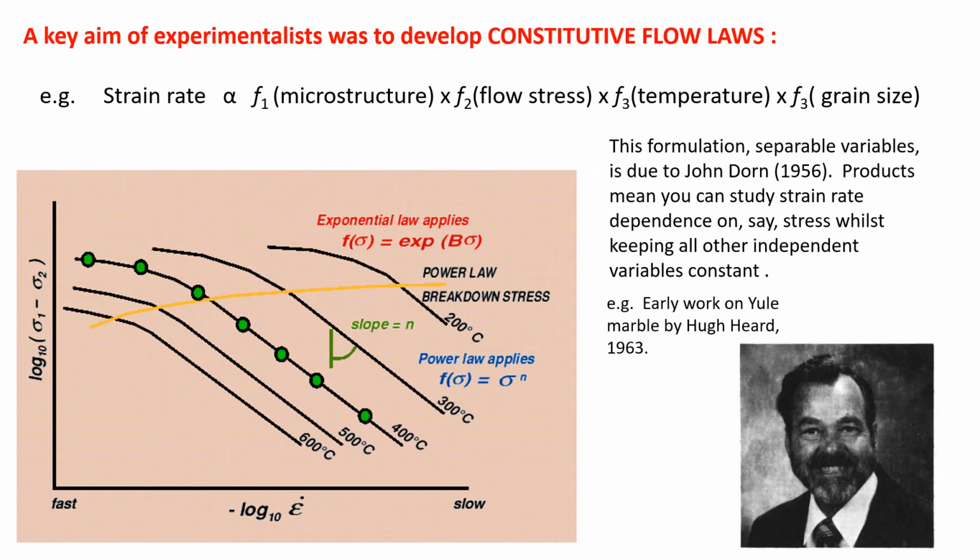The multiplication between functions of the independent variables means that the relationship between strain rate and any one of the independent variables can be studied whilst keeping the others constant. The graphic shows how stress-strain rate relationships can be determined whilst keeping the temperature constant. In this way, we can build up the constant terms in the constitutive flow law.